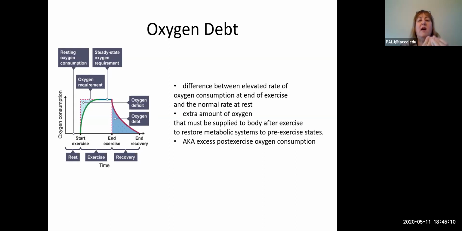It's the extra amount of oxygen that must be supplied after exercise ends in order to restore the metabolism to where it was before exercise. In other words, after exercise, post-exercise, your oxygen consumption does not go down to where it was pre-exercise immediately. It slowly will work its way back down, but you have to give it more oxygen to get it back to where it was during your recovery.